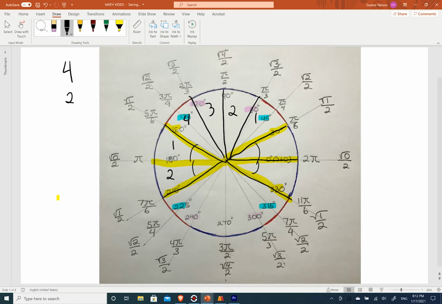It only takes 2 jumps of 30 degrees to get to the next reference angle, which is 210. To get to 330, you find it takes 4 jumps. And then to return back to the first reference angle, it takes 2. So you see this pattern of 4, 2, 4, 2 emerges.